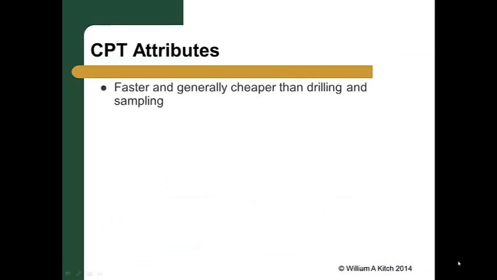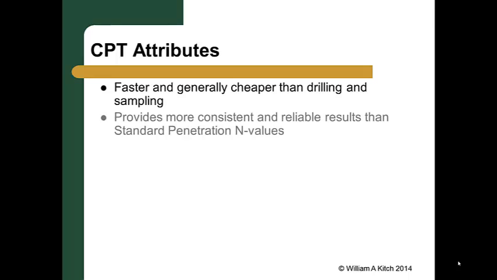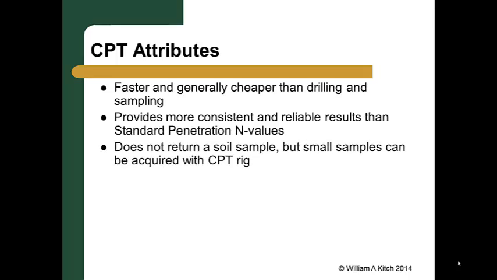CPT testing is faster and therefore generally cheaper than drilling and sampling per lineal foot of soils logged. The CPT provides more consistent and reliable results than the standard penetration test because the loading conditions in the CPT are much better controlled than those in the SPT. One of the major shortcomings of the CPT is that it does not return a sample.